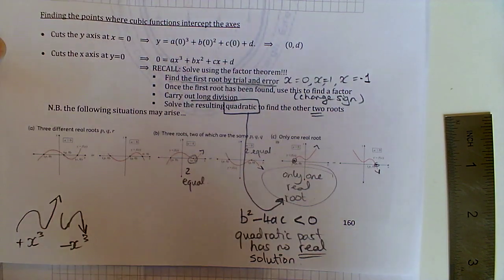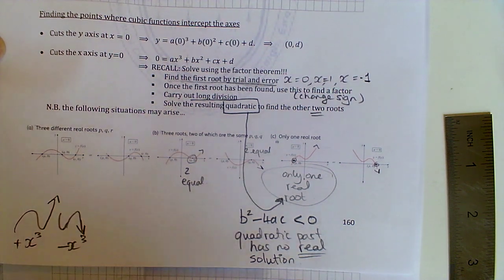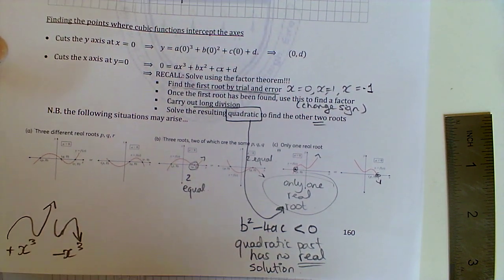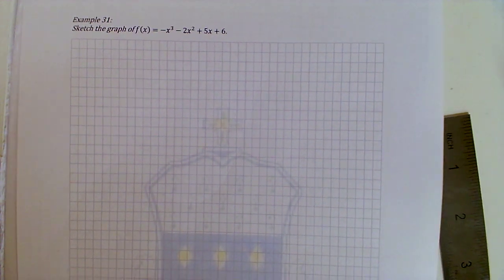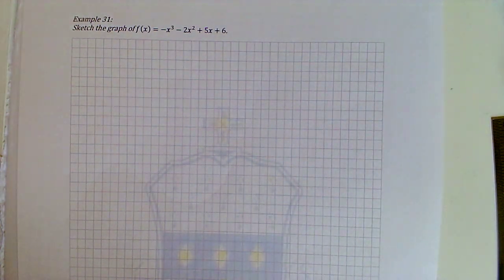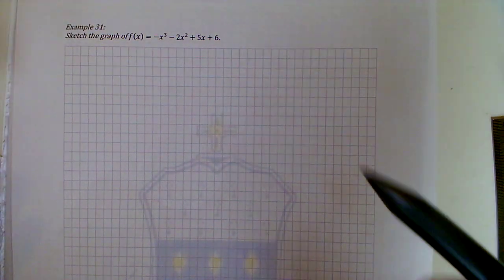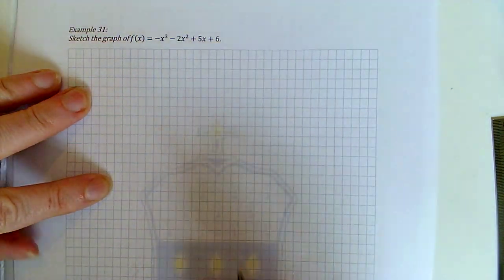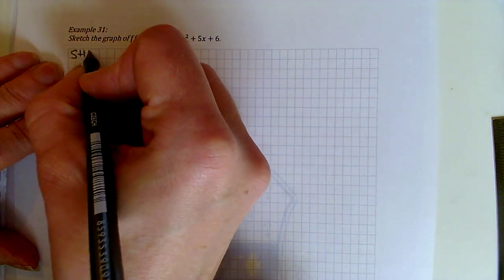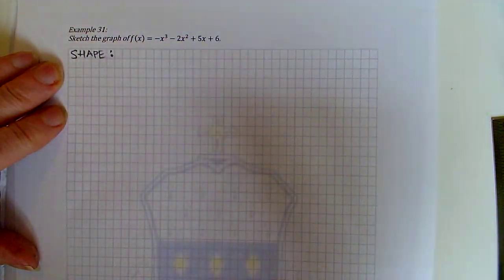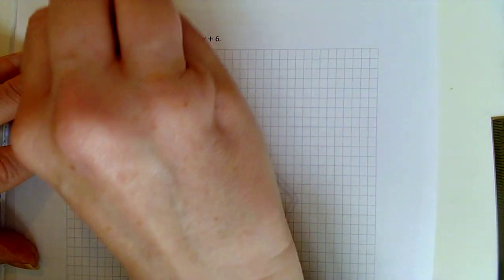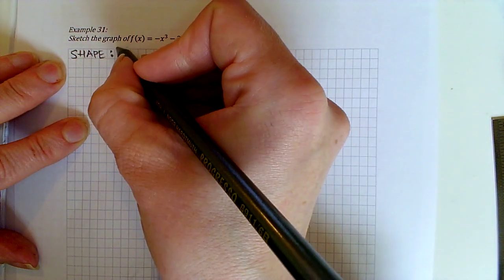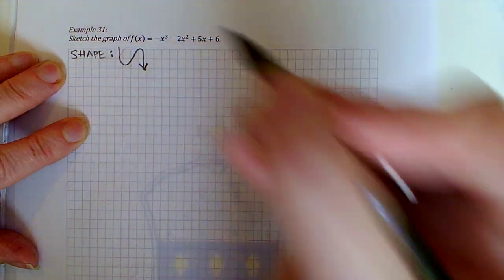Okay, so that's just a little bit more information about things to watch out for when we're plotting the graph of cubic functions. Let's move on and look at the example on page 161 then. So example 31, we're going to sketch the graph of this function here. So this one is starting with a negative number. So straight away, I know that the shape of my function is going to be pointing downwards at the end, which means it starts up and it finishes down. So the shape of my function is going to be like this.